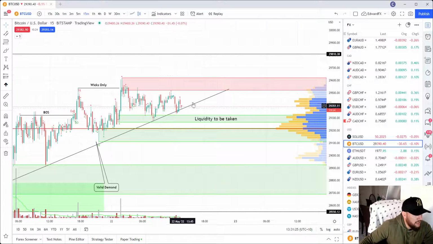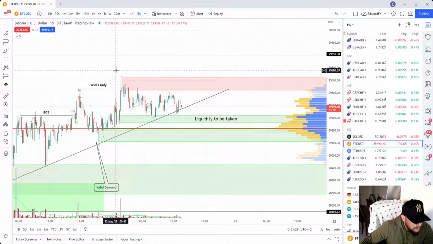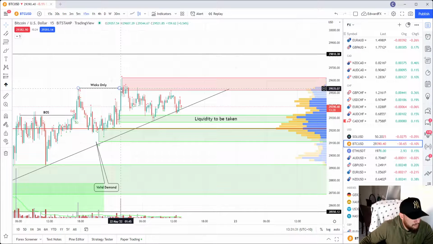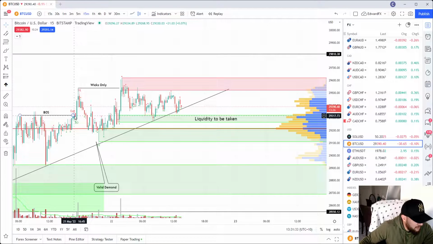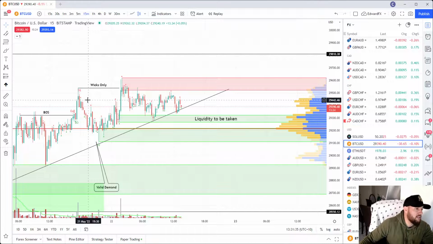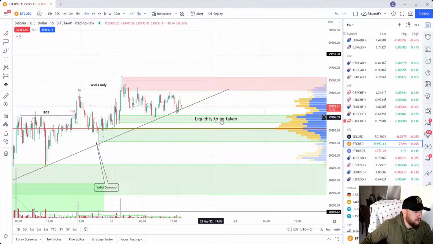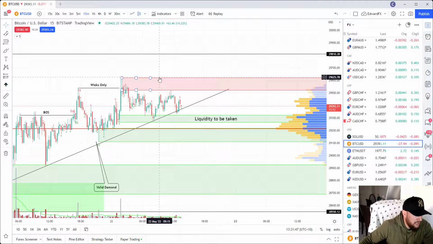Therefore, we're in a range. That's a valid range, and until we get a proper break of structure by candle bodies, right? Then this order block here is liquidity. Like there's stop losses here now. So there's low volume going up, right?